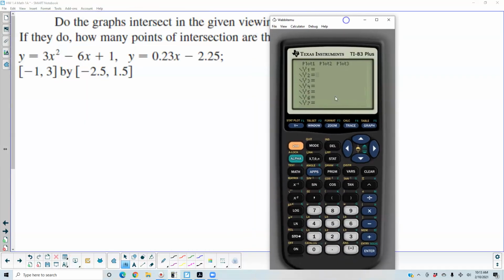We're going to put in our two equations. We have 3x squared minus 6x plus 1, and then we have 0.23x minus 2.25. And then in the window we have negative 1, 3, and then negative 2.5, and 1.5.